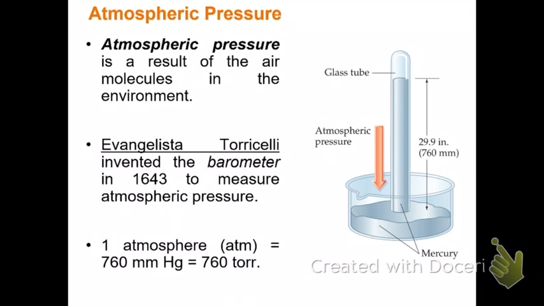So atmosphere is a unit of pressure, and it has the symbol ATM, right? 1 atmosphere is equivalent to 29.9 inches of mercury, which is also equivalent to 760 millimeters of mercury, or 760 torr. Torr is short for Torricelli, right? Or we just call it torr, 760 torr.